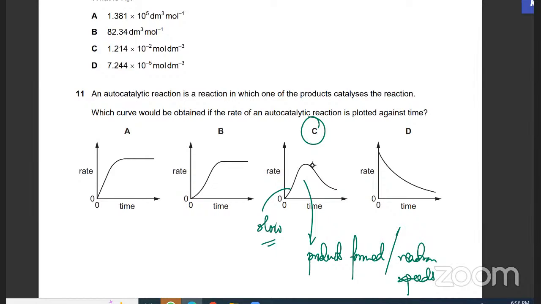ठीक है, ये भी clear? Is this clear? So slow in the beginning. Can you explain this once again?